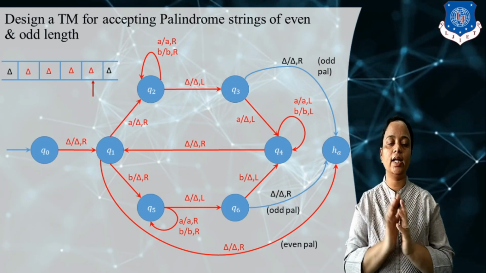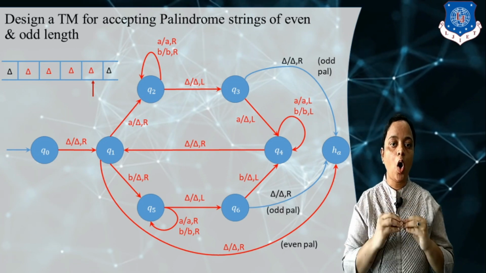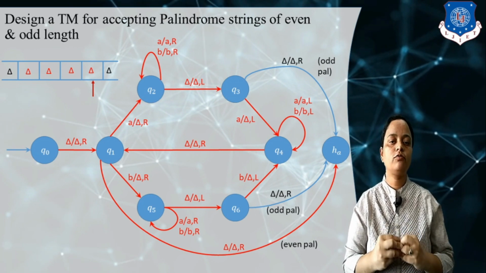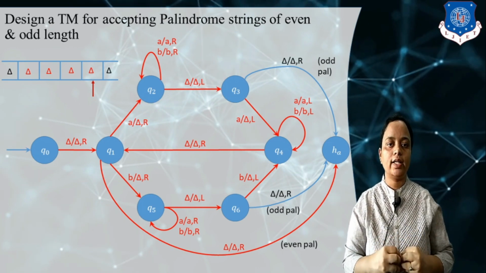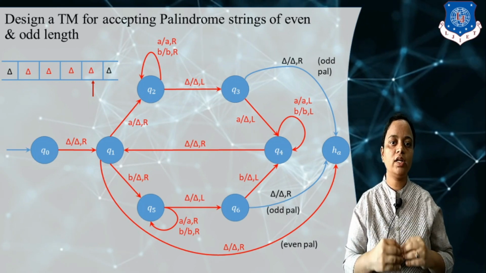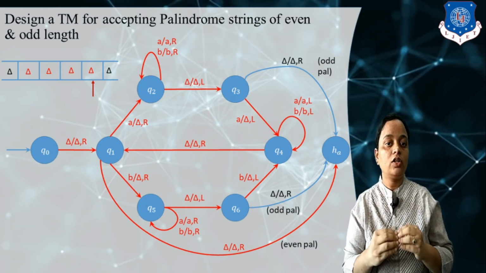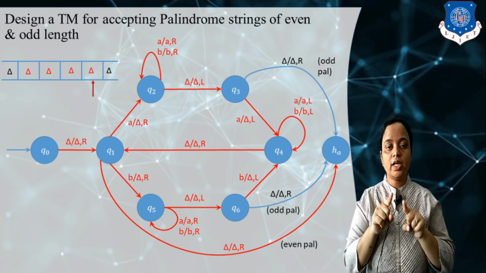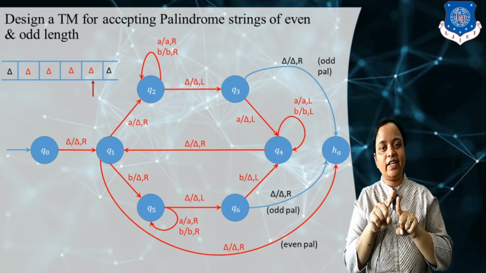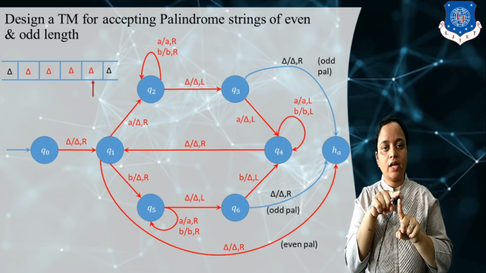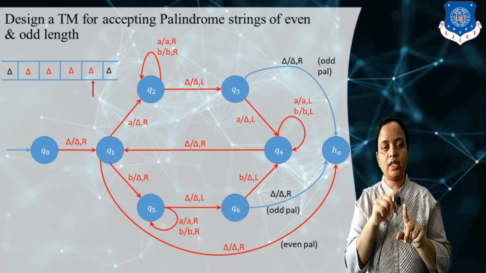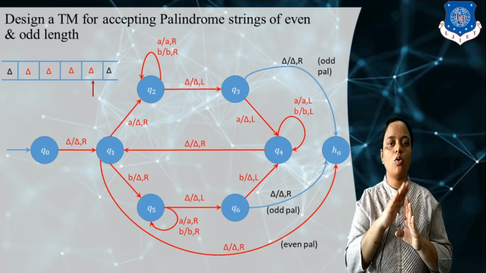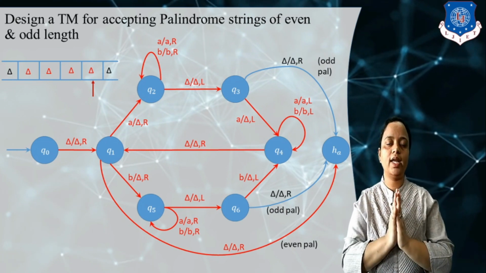So it is again a delta. It means that if it is an odd length string, the Q3 state is used for accepting the odd length string. So at the Q3 state, if the input read is delta, it means that it is an odd length string and we need to accept it. That's why at the Q3 state, if it is delta, it is replaced by delta and we need to accept it. So this transition moves to the halt in accepting state.